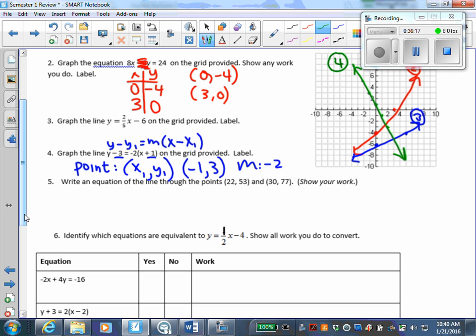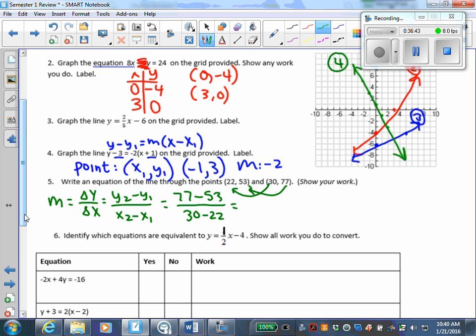Okay, write an equation of the line through the points (22, 53) and (30, 77). When I'm given points, I first need to find the slope, which is change in y over change in x, which is y2 minus y1 over x2 minus x1, which is, in this case, 77 minus 53 over 30 minus 22. That is 24 over 8, which reduces to 3. My slope is 3.